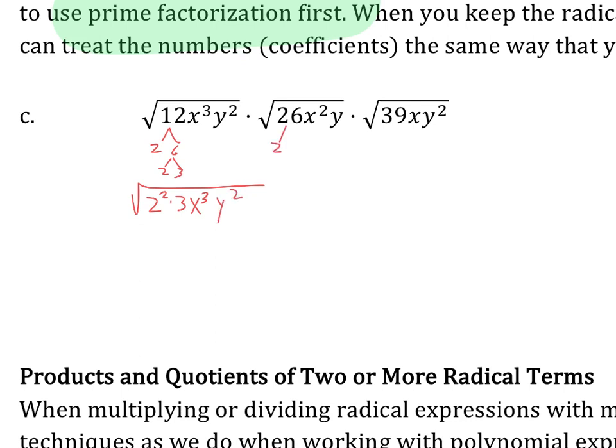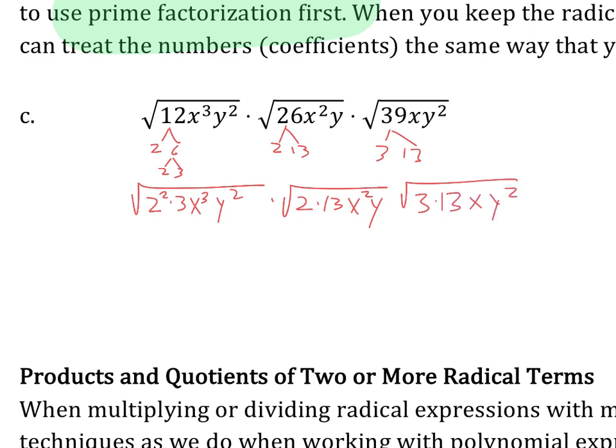26 is 2 times 13. So this is 2 times 13 times x squared times y. And this is 3 times 13, so 3 times 13 times x times y squared. Now we're going to multiply this all together and put it under one radical. And let's just treat the numbers like variables.